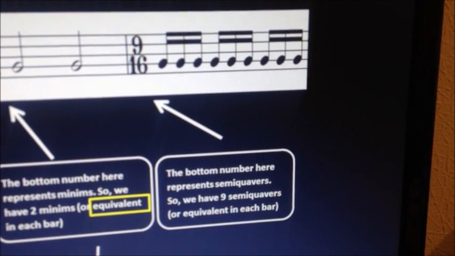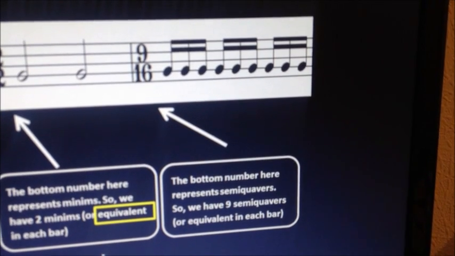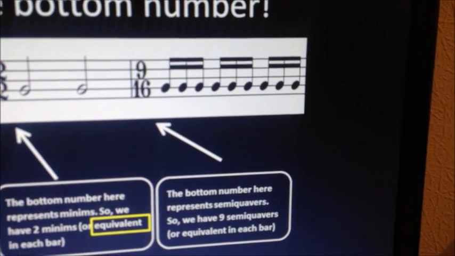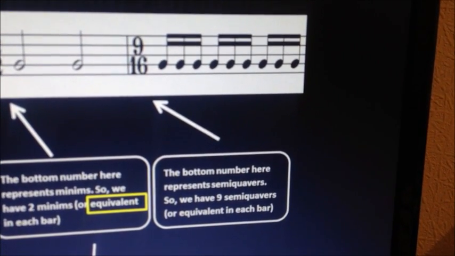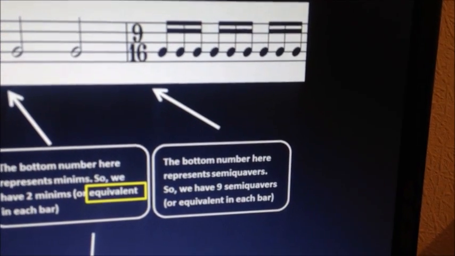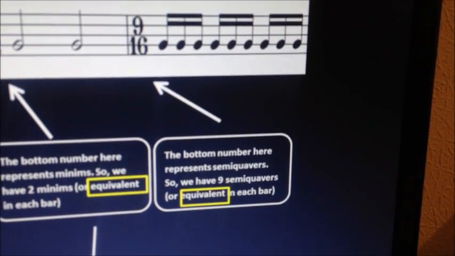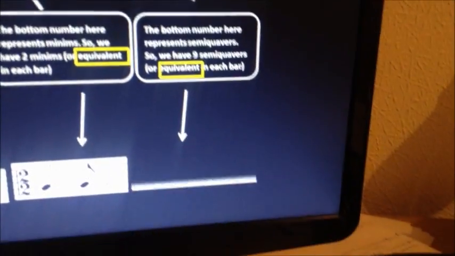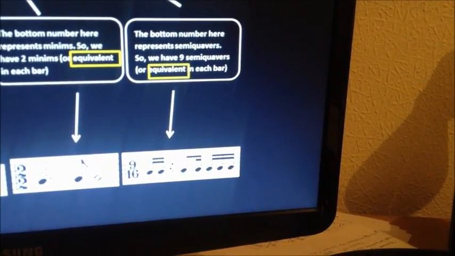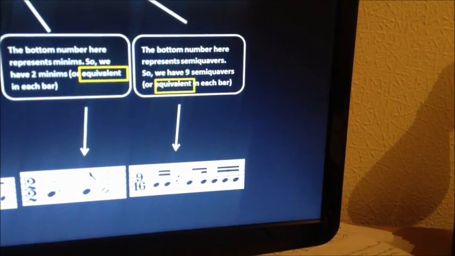This is a slightly more complex version. The bottom number is 16. That represents semiquavers. You can get 16 semiquavers in a bar, and therefore it represents semiquavers, or equivalent. And the equivalent might look like that. You'd have some rests, possibly some demi-semiquavers maybe. Who knows?